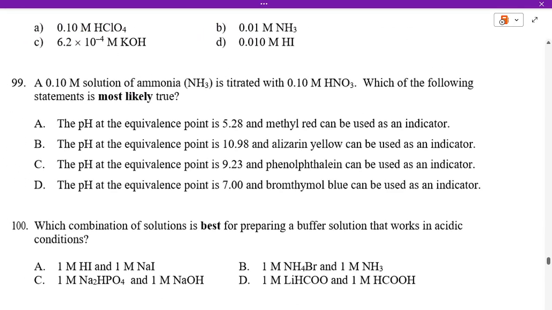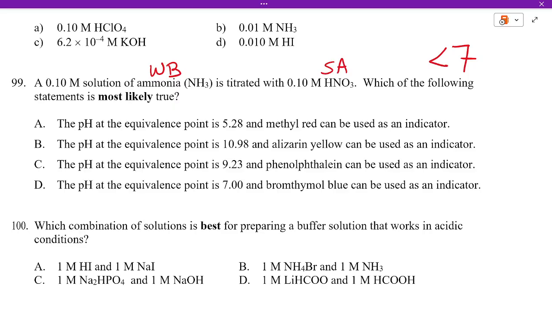We have a strong acid and we have a weak base. So will the pH of that titration at the equivalence point be 7, greater than 7, or less than 7? You should be able to tell me this right away. Less than 7. Yes? Because this is a multiple choice question, you can be like, strong acid beats weak base is acidic.